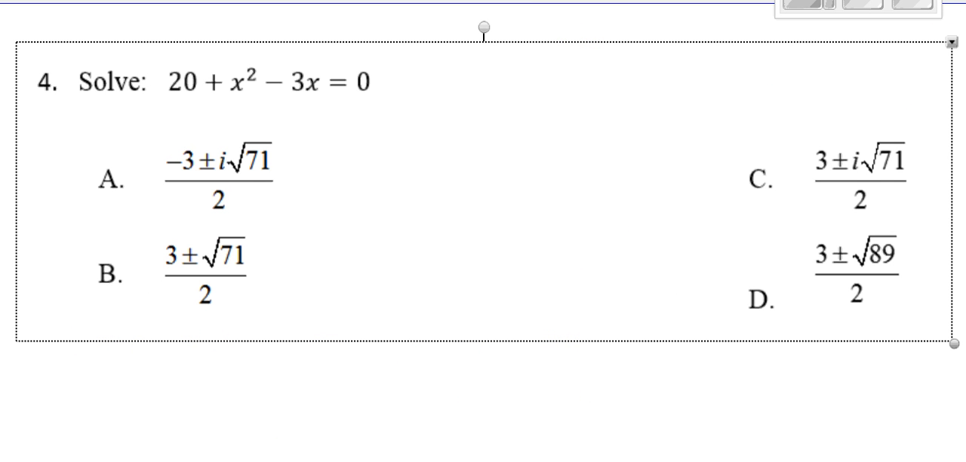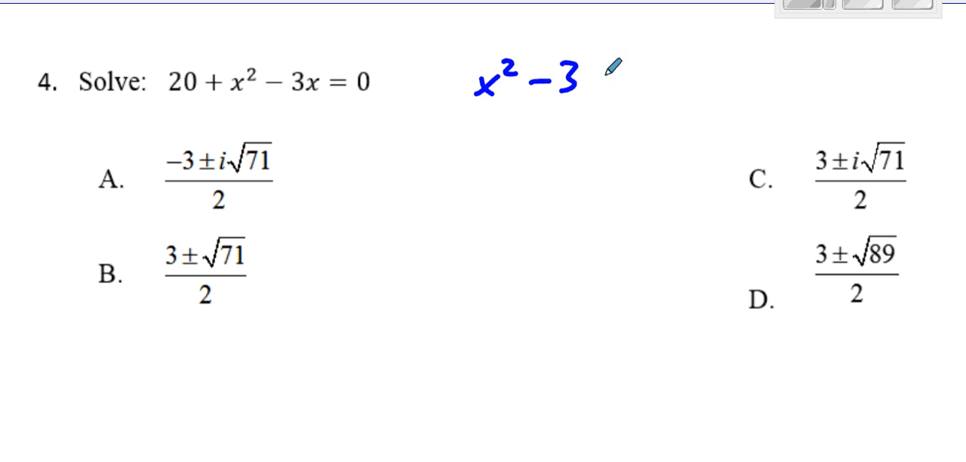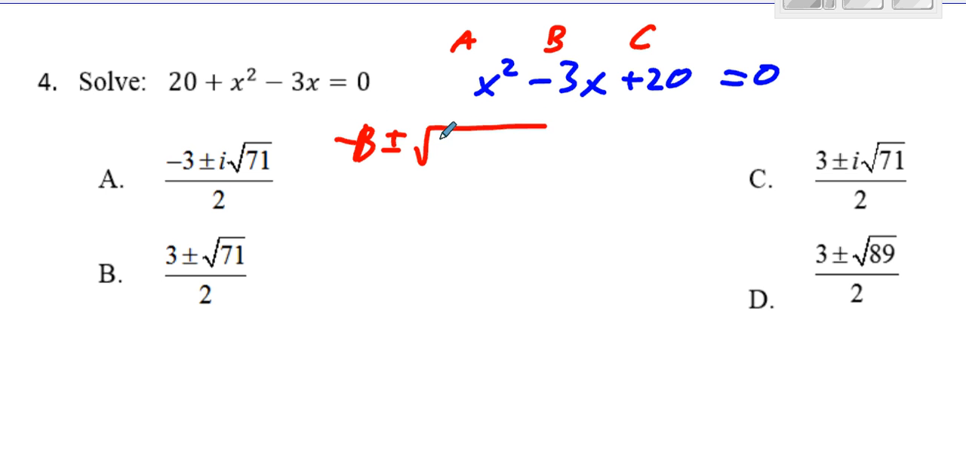So when you go about solving this, first thing you want to do is get it into standard form. So put the x squared first, then the x, then the constant. Once you have that, you know what A, B, and C are. So just looking at the answers, we can tell this is not going to be factorable. You've got to do quadratic formula because those look like quadratic formula answers. So quadratic formula, negative b plus or minus the square root b squared minus 4ac all over 2a.